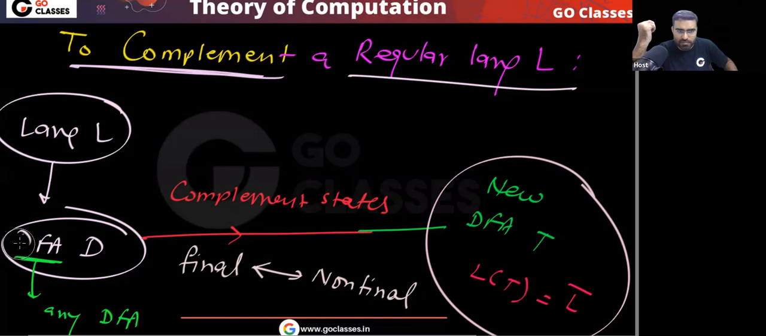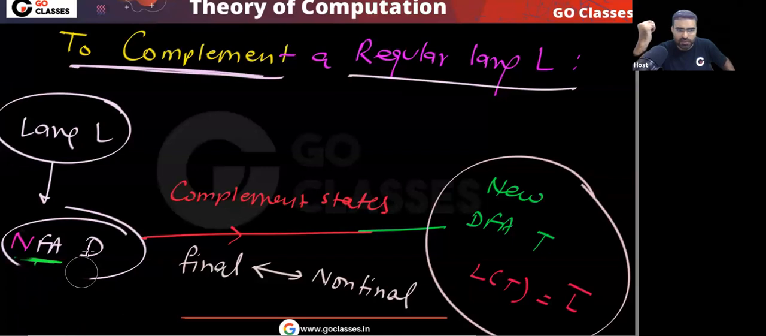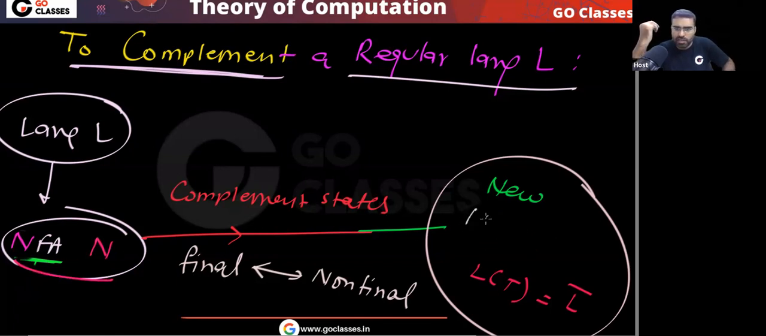Now you can notice one more thing. Let's assume you create an NFA N. You have some NFA N. In this NFA, if I complement the states, you will get a new NFA. Let me tell you, this new NFA's language may or may not be the same as L complement. Is this point clear?